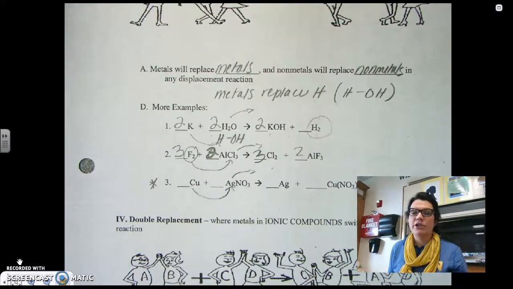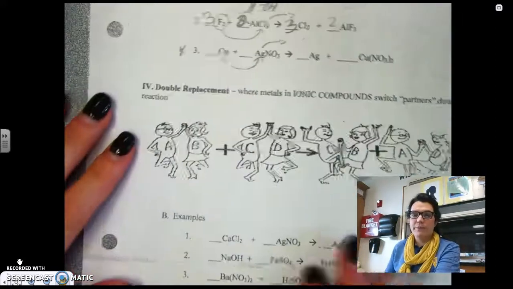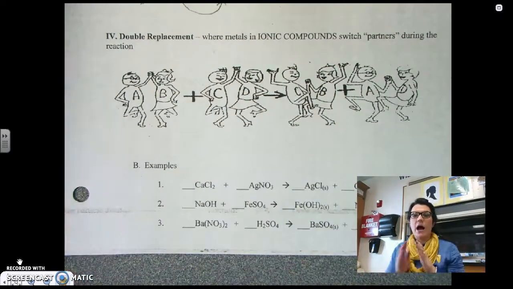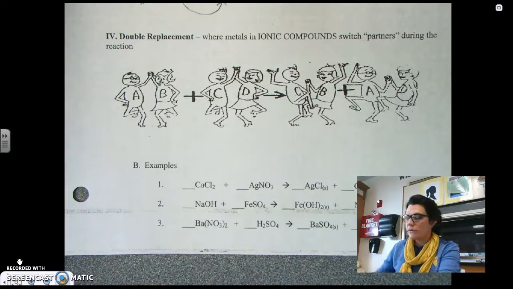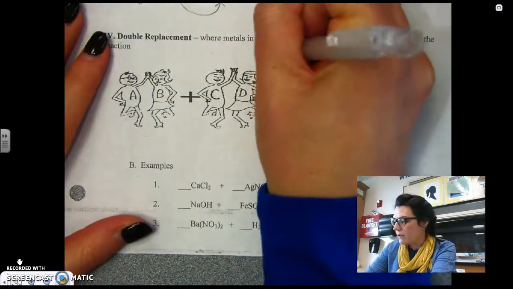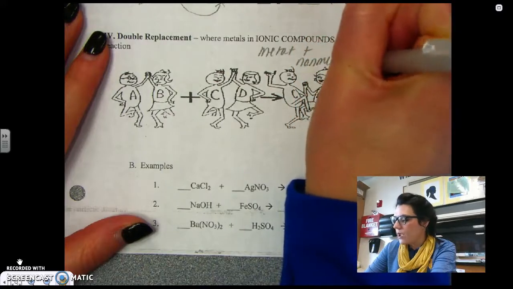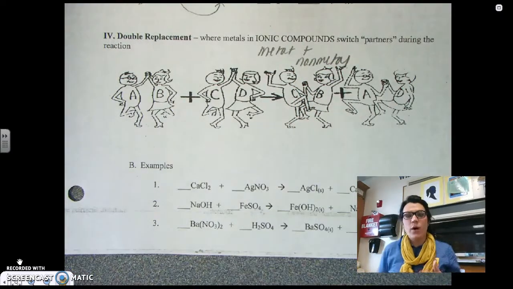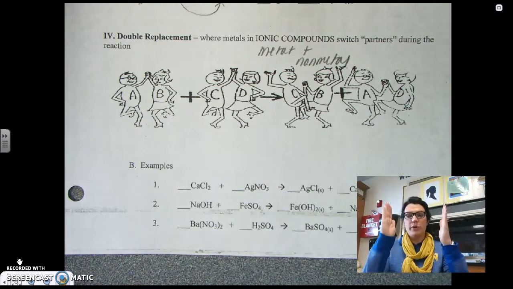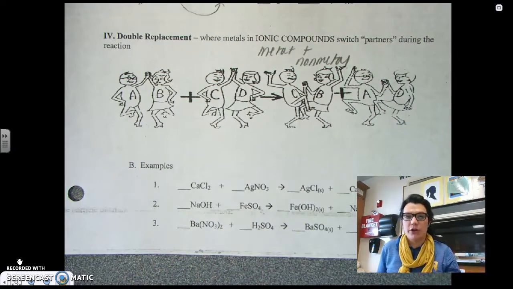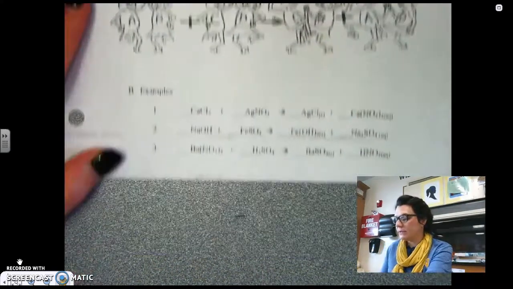The second reaction is a double replacement reaction. In a double replacement reaction, we have ionic compounds, and you have to remember that an ionic compound is a metal plus a nonmetal. So the ionic compounds break apart and then the metals switch partners. Cations and anions are switching partners. So let's look at some examples down here.